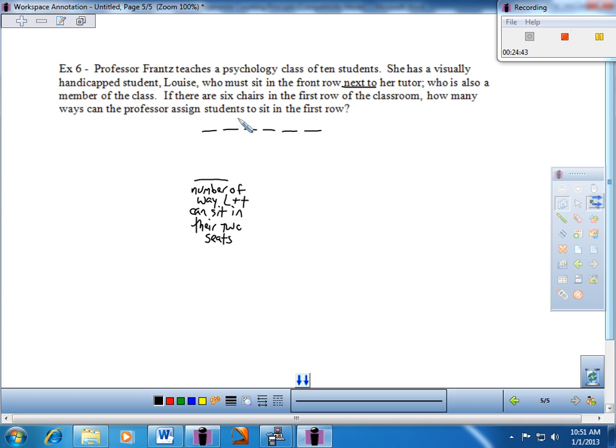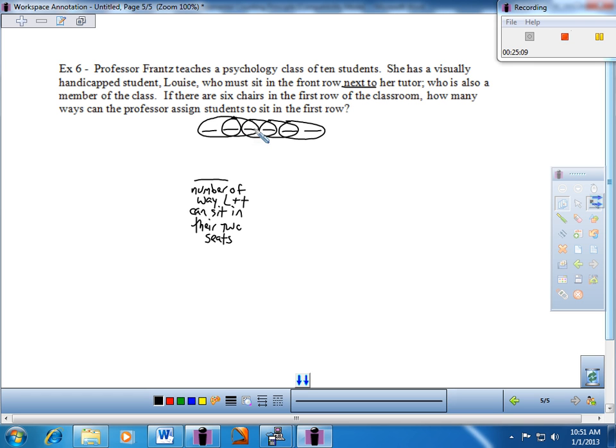I would argue that Louise and her tutor can sit here. They can sit in these two seats, these two seats, and these two seats. I'm hoping everyone's okay with that. Just figuring out the two seats that Louise and her tutor are going to occupy, it looks like there are 5 different possibilities, the 5 that I circled.